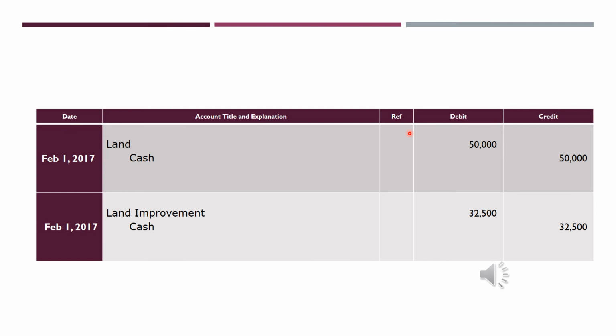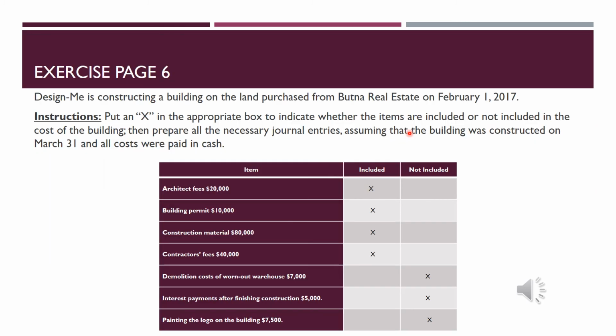Regarding the land improvement, we need to add all the costs included in the land improvement, and we will have an amount of $32,500, which is debited, and the company paid the amount as cash, so the cash of the company decreased, and it's recorded in the credit side. On pages 6 and 7, we have an exercise related to the building and an exercise related to the equipment.